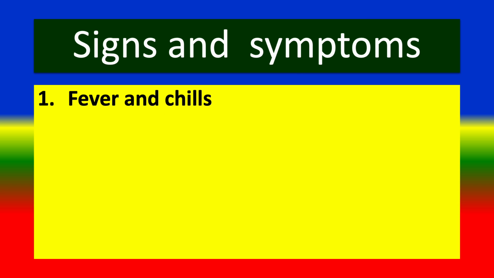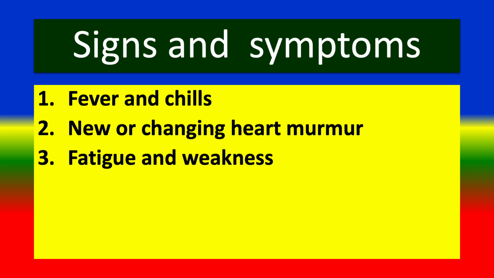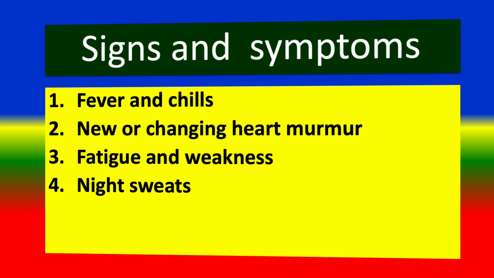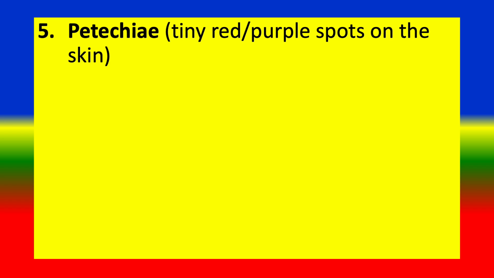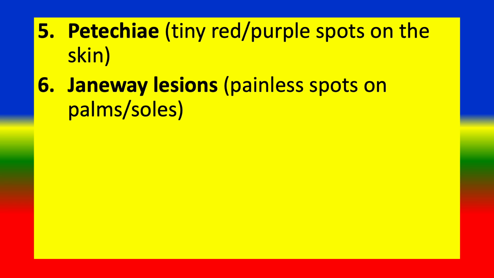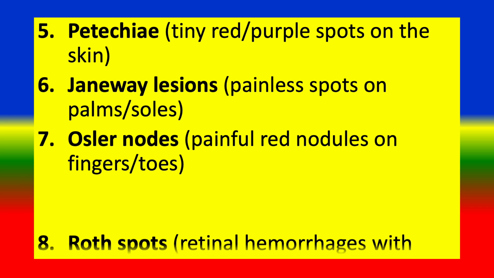Signs and symptoms: 1. Fever and chills. 2. New or changing heart murmur. 3. Fatigue or weakness. 4. Night sweats. 5. Petechiae, tiny red-purple spots on the skin. 6. Janeway lesions, painless spots on palms and soles. 7. Osler nodes, painful red nodules on fingers and toes.